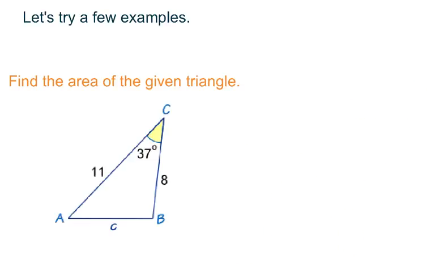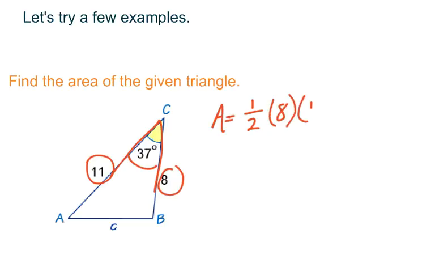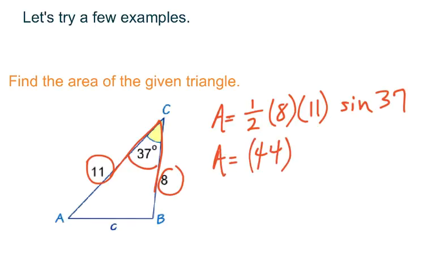Try another. Again, we have the two sides, 11 and 8, and the angle between, which is 37. So the area is equal to 1/2 of 8 times 11 times sine of 37. Half of 8 times 11 is equal to 44 times sine of 37, which is approximately equal to 26.5.